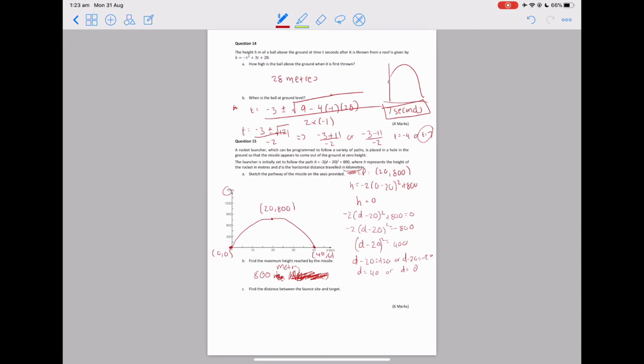And it says find the distance between the launch site and the target. So in this case over here, this over here is the launch site, and your target is over here. So therefore it's essentially asking for the x-intercept. So therefore your answer is going to be 40 kilometers.